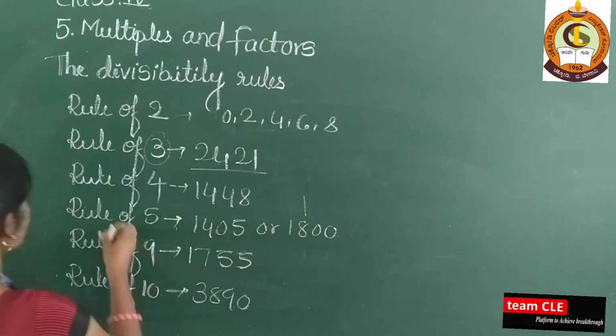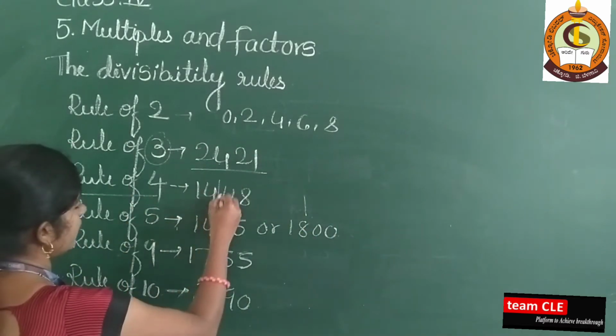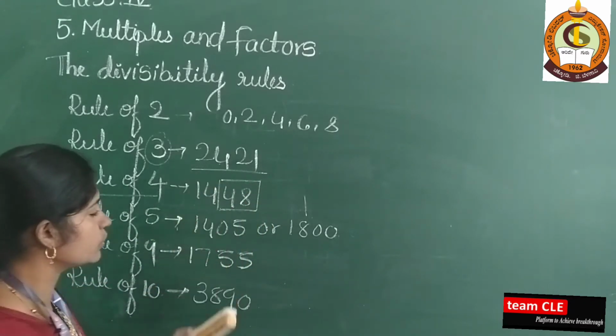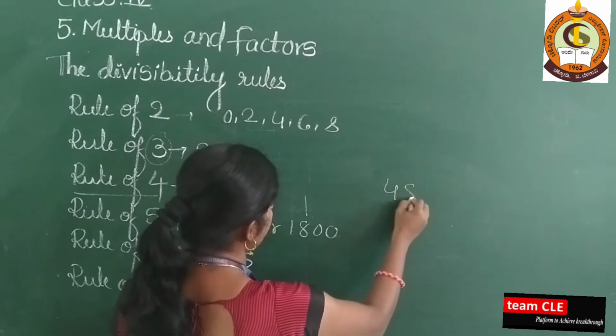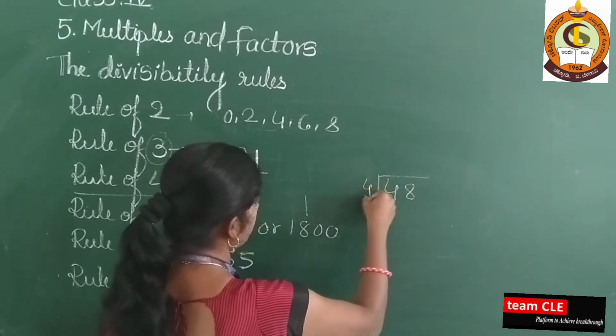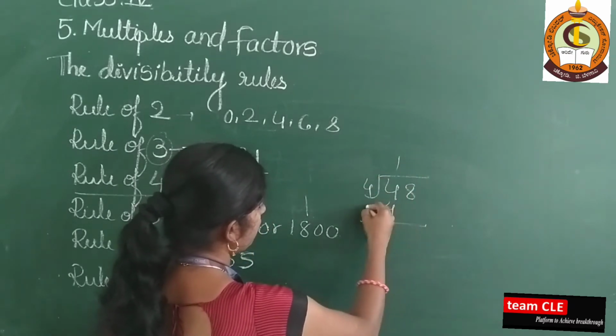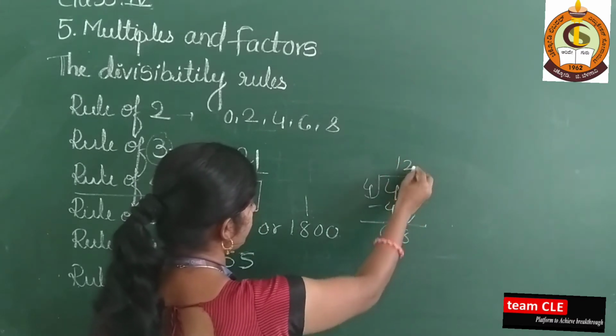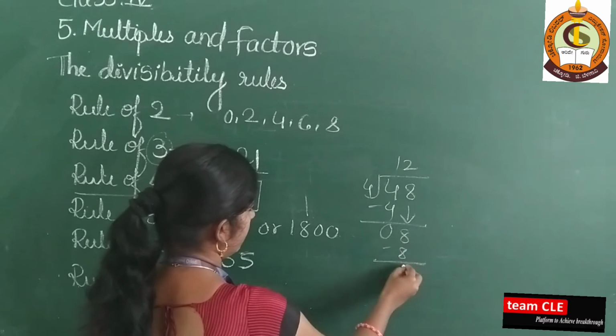Then what is this rule of 4? Rule of 4 means you have to take only the last 2 digits. Take the last 2 digits, what is there here, 48, and divide by 4. 4 ones are 4. 4 minus 4 is 0. Again you take 8 down. 4 twos are 8. 8 minus 8 is 0.